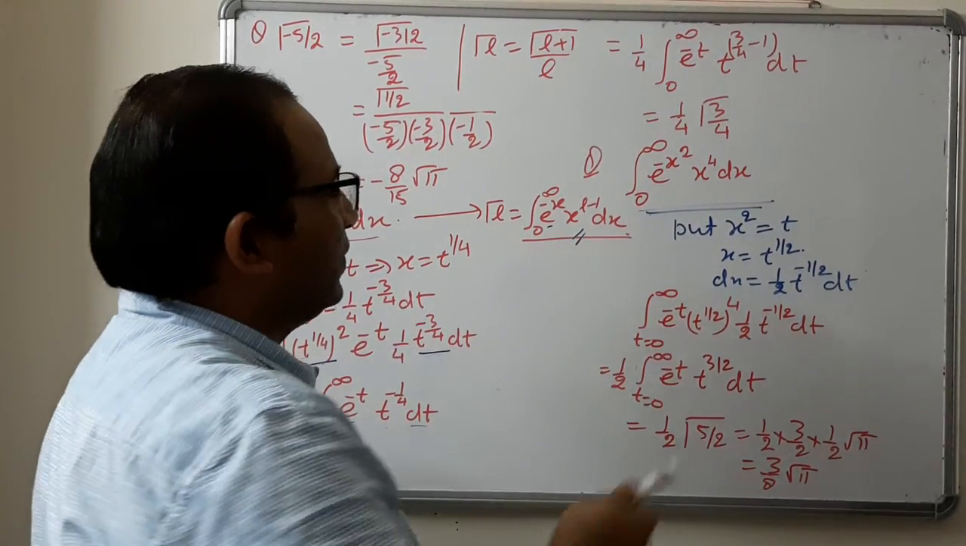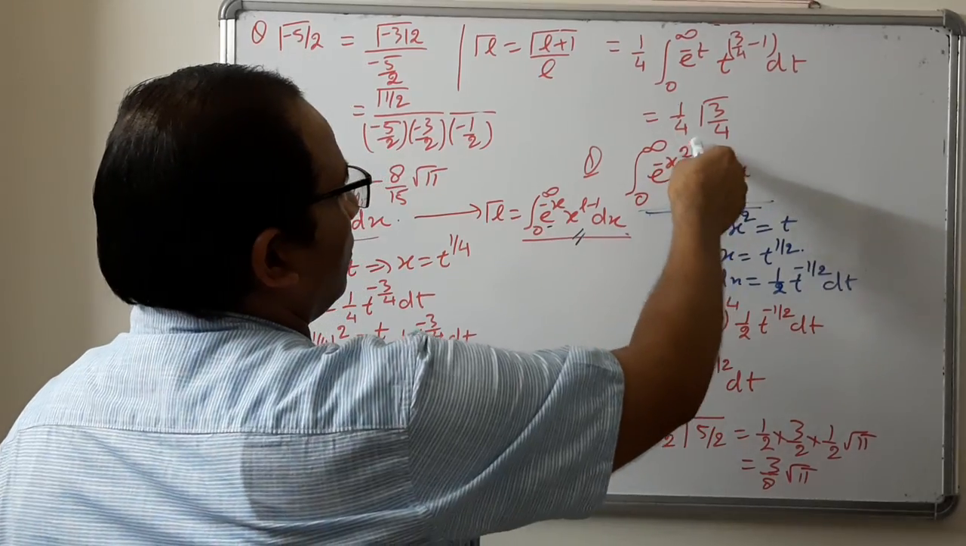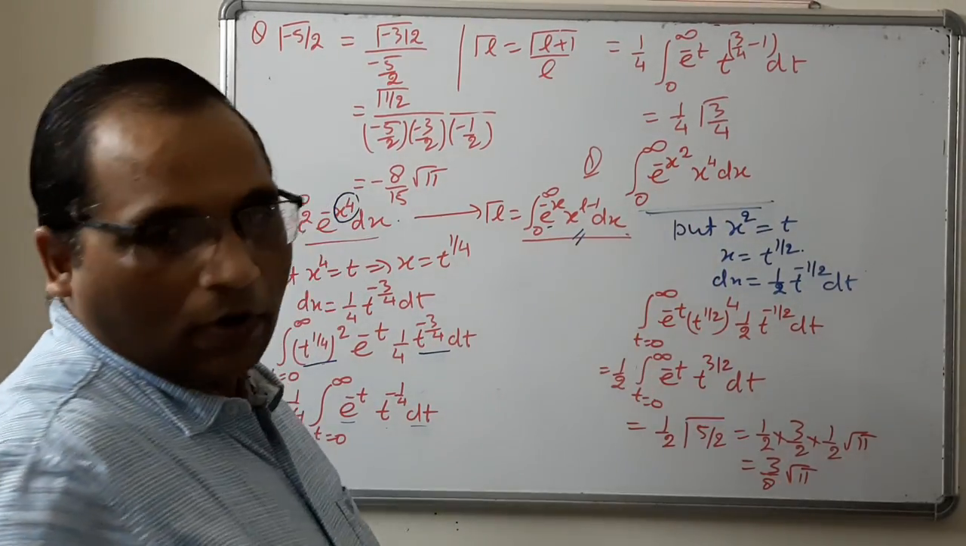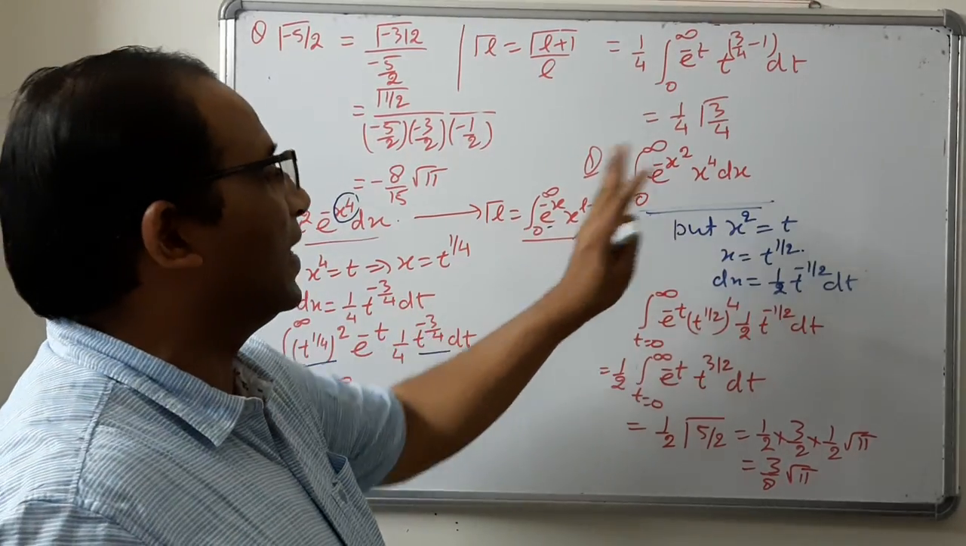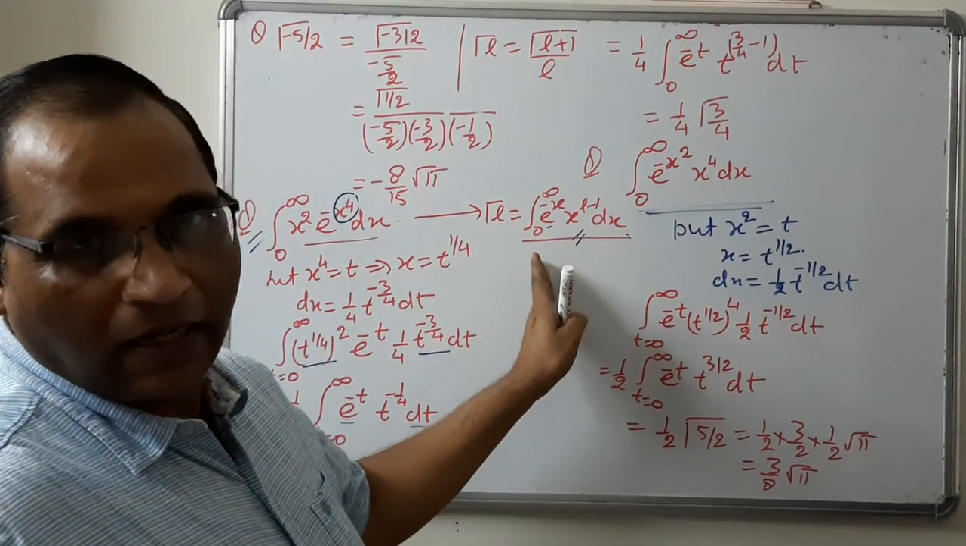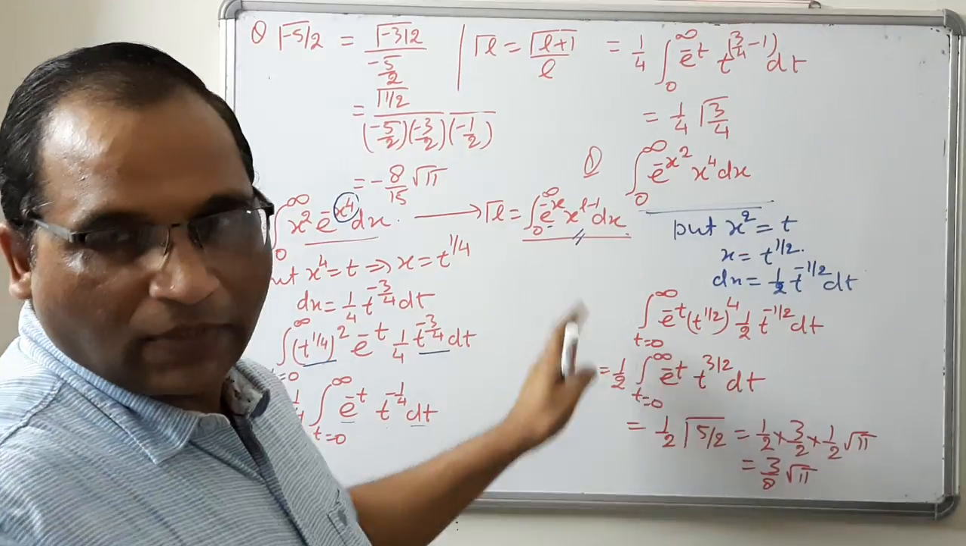So we see here that the term which creates a problem, we put that equal to t, and convert the given integration into standard form and then write the answer, right? Now we come to the next questions.